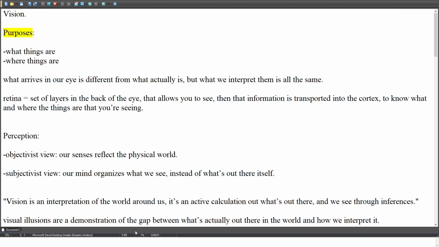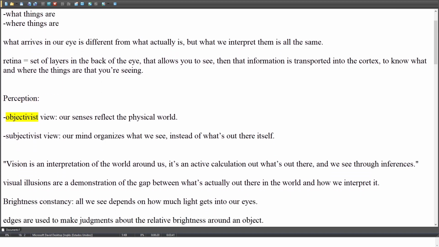Vision. Purposes: what things are, where things are. What arrives in our eye is different from what actually is, but what we interpret is all the same. Retina equals set of layers in the back of the eye that allows you to see. Then that information is transported into the cortex, to know what and where the things are that you're seeing.